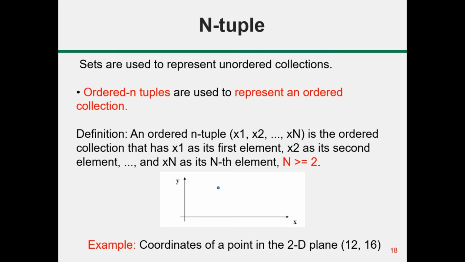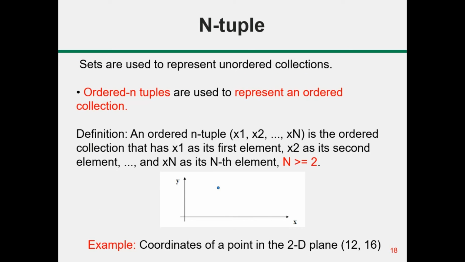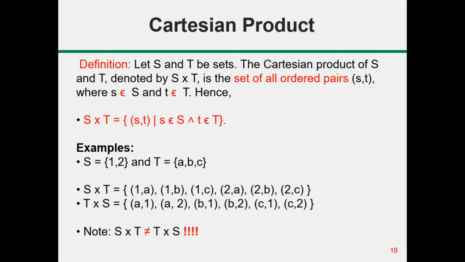Definition: an ordered n-tuple (x1, x2, ..., xn) is an ordered collection that has x1 as its first element, x2 as its second element, and xn as its nth element. So n is always greater than or equal to 2. The coordinates of a point in the 2D plane are, let's assume, (2, 16). So you can get the definition, and if you do some exercises you can sort out this problem.